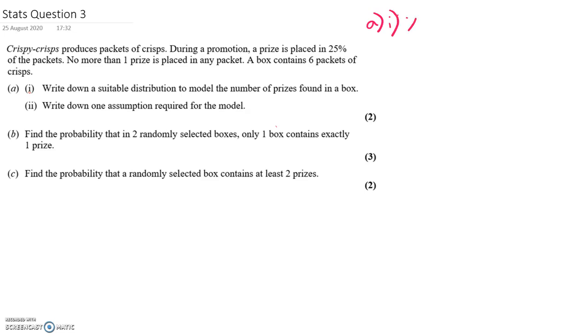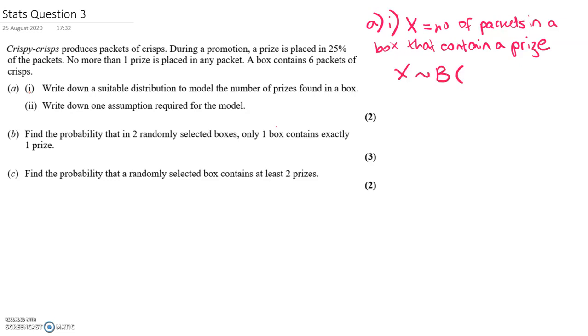Okay, so always define what X is before you write down how X is distributed. X is the number of packets in a box that contain a prize. And X is distributed binomially with n as 6, and the probability of success or getting a prize is 0.25.